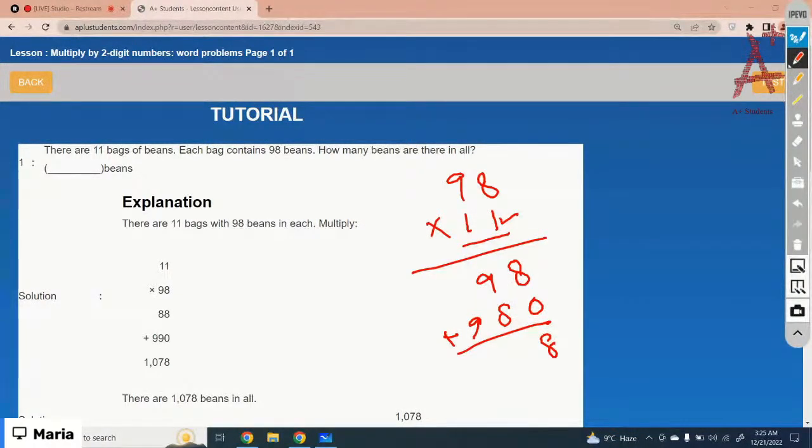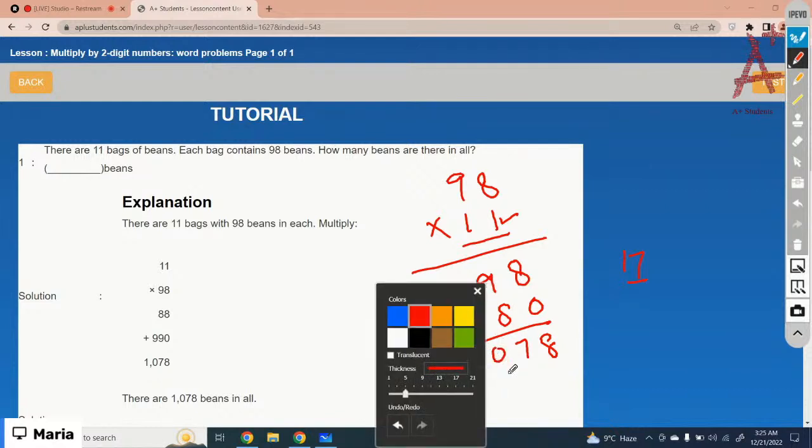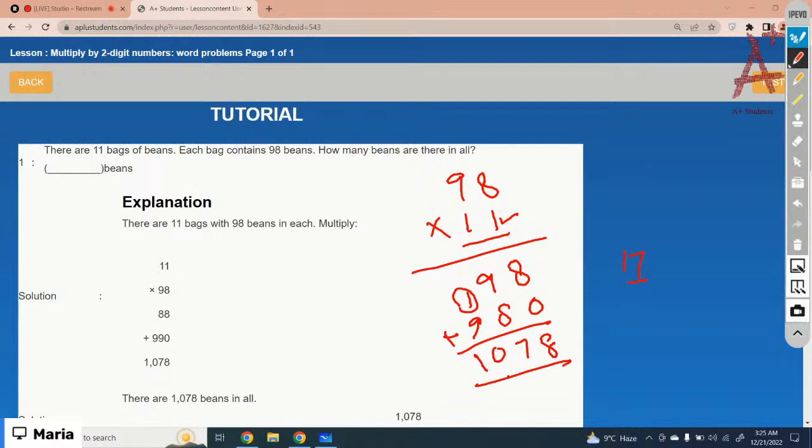9 and 8 is, 9 plus 8 is 17. Write the ones digit as it is and carry that tens digit to the next digit. It would be then 9 plus 1 is 10. So that means when you multiply both the digits, the answer is 1078.